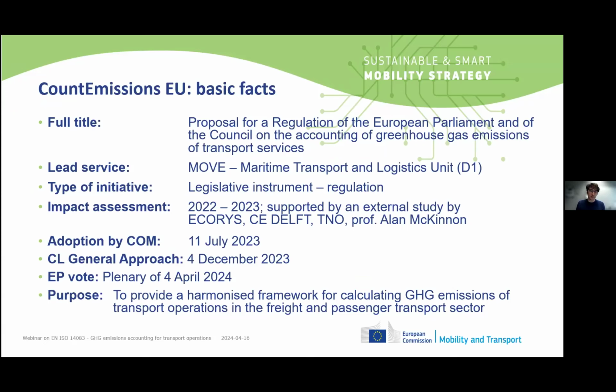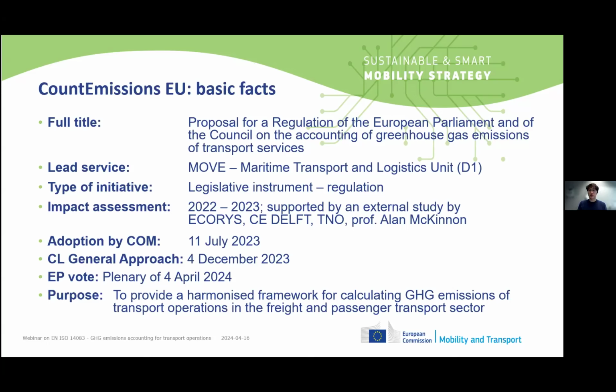It has been adopted by the Commission together with other initiatives in July 2023 inside the Green Freight Transport Package. It has been screened by the Council and received the general approach on the 4th of December 2023, and the European Parliament voted on its proposal and amendments last week, the 4th of April.